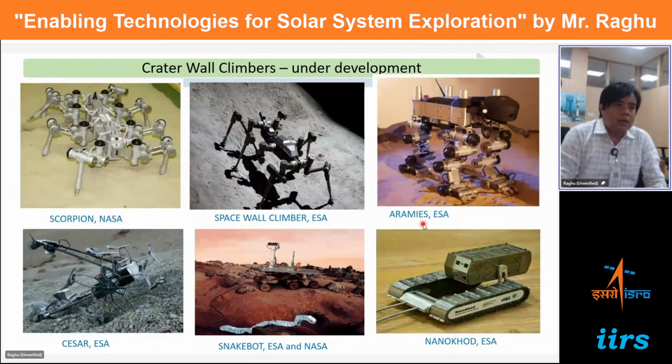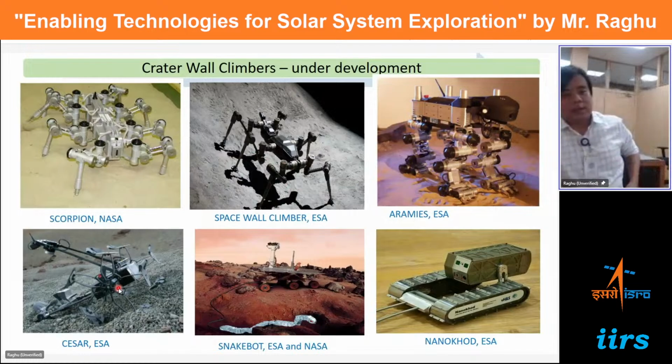These are the crater wall climbers which are under development across the globe. NASA is developing a Scorpion-like leg rover. If you see here, how many legs are there? Like a scorpion, it has many legs, multi-legs. This is NASA. ESA is developing another space wall climber, which is also a leg rover. Then another reconfigurable rover is being developed. Then there is another with a different type of wheels. You can see how it can negotiate different terrains, otherwise it will be stuck there.